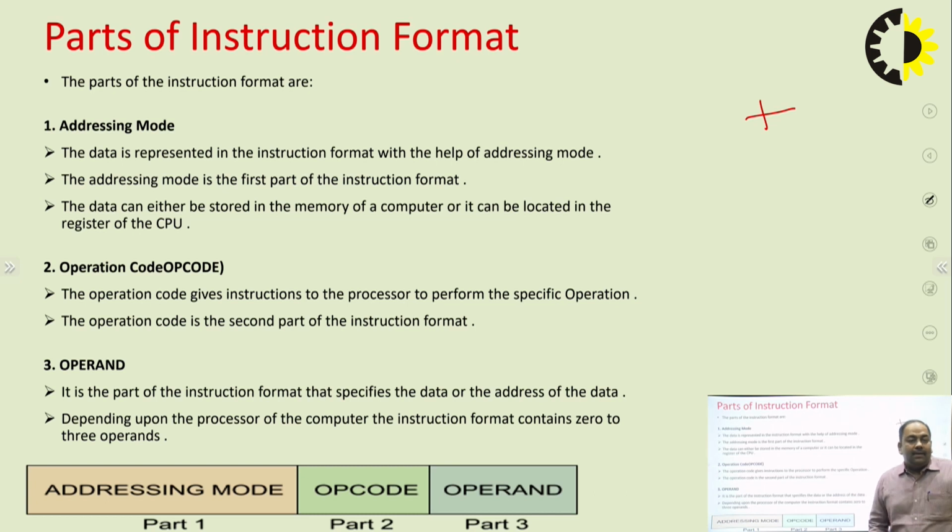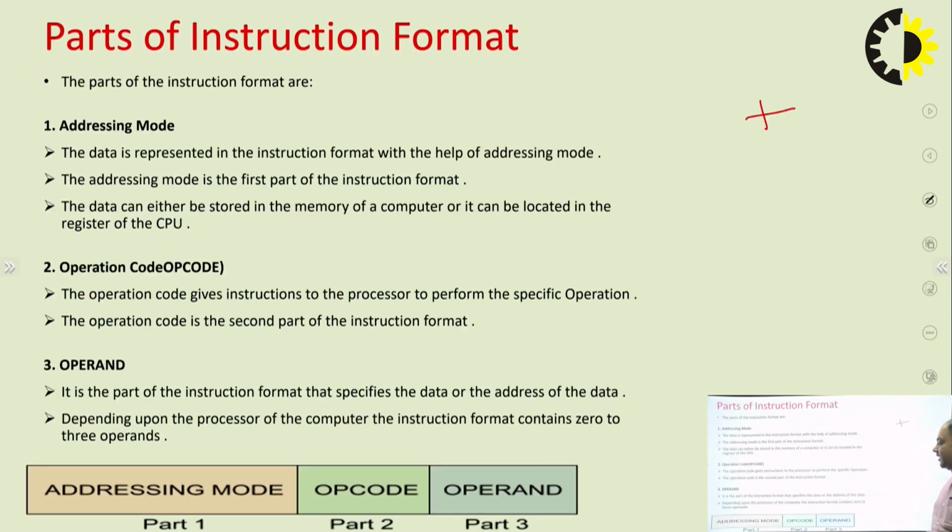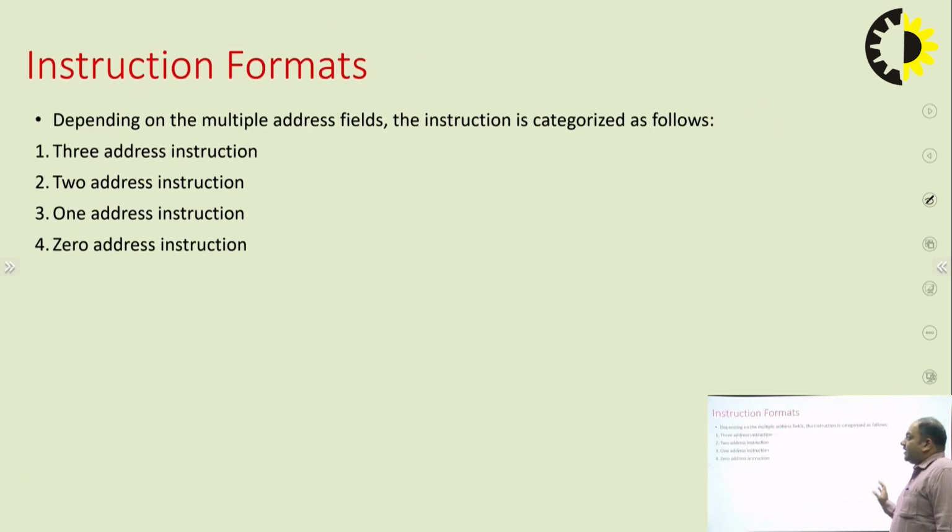Next, there are 4 types of instruction formats. First is 3 address instruction, then 2 address instruction, 1 address instruction, and 0 address instruction. What does this mean? This means how many operands we have in our instruction. In 3 address instruction, we can have 3 operands. In 2 address instruction, we have only 2 operands. In 1 address instruction, we have only 1 operand, and in 0 address instruction, we don't have any operand. We directly execute it with the use of stack organization.